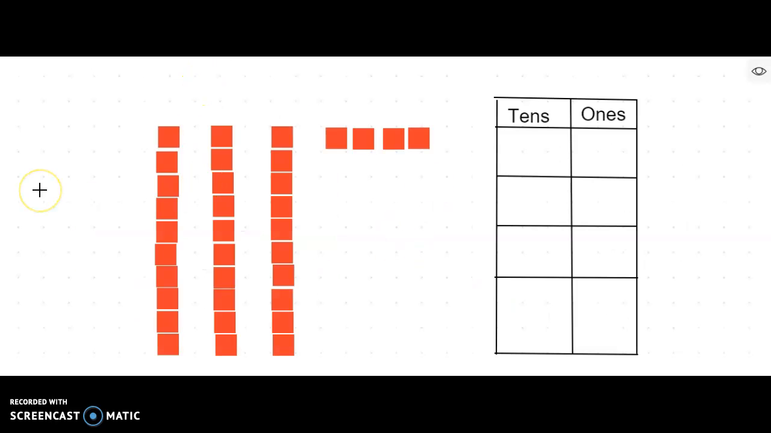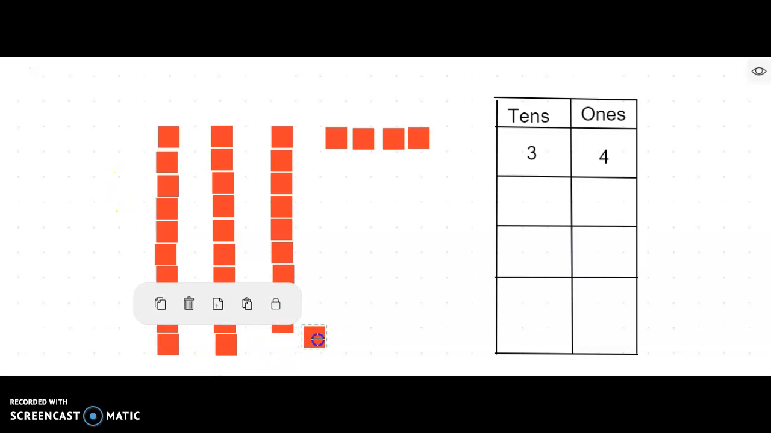Let's try this with another number. Let's try this with 34. I am representing 34 right now as 3 10s and 4 ones. I want to unbundle one of these 10s. I want to take apart one of these 10s. So let's do that right now.